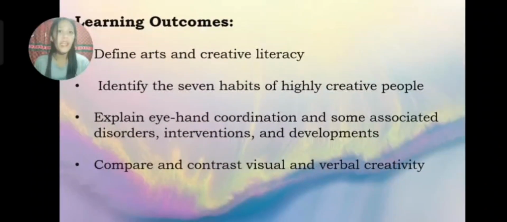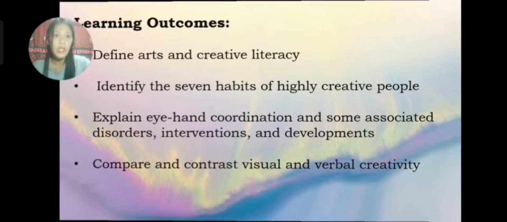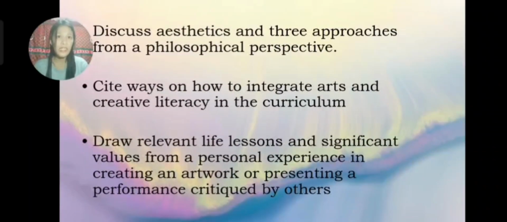First is define arts and creative literacy. Identify the 7 habits of highly creative people. Explain eye-hand coordination and some associated disorders, interventions, and developments. Compare and contrast visual and verbal creativity. Discuss aesthetics and three approaches from a philosophical perspective. Cite ways on how to integrate arts and creative literacy in the curriculum.